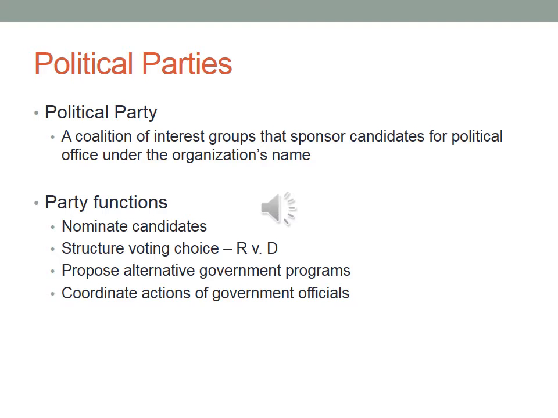Also, one of the functions of political parties is to structure the voting choice. Republicans versus Democrats, R versus D. Their goal is to make it very simple for us because they don't want it to be too complicated to think about which party is best or which party they should vote for. They want the public to think about things in very, very simple terms. Basically, the Republicans would say Republicans good, Democrats bad. And Democrats would say Democrats good, Republicans bad. And give you very simple reasons why that is true.